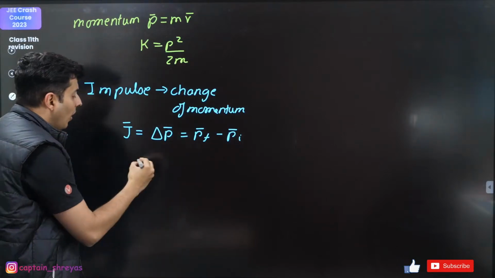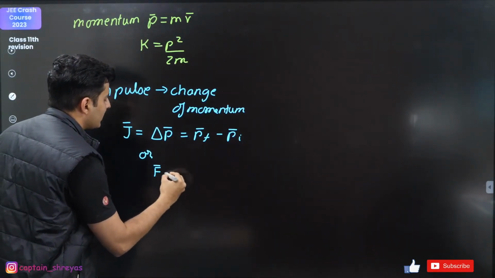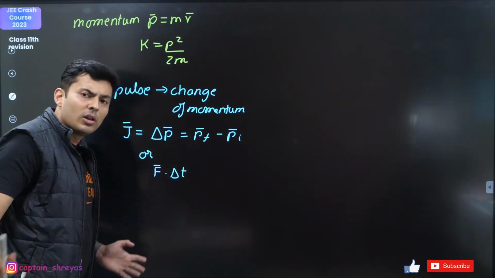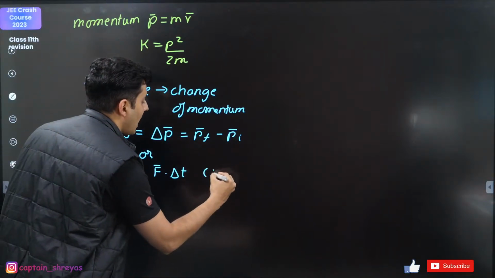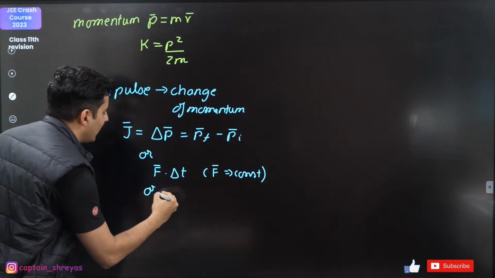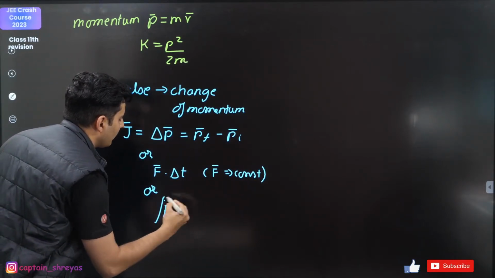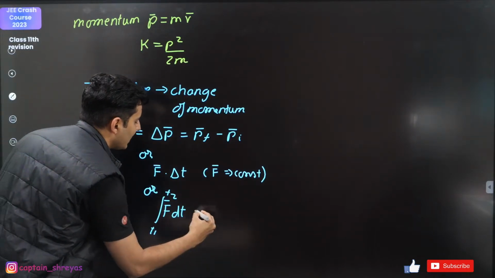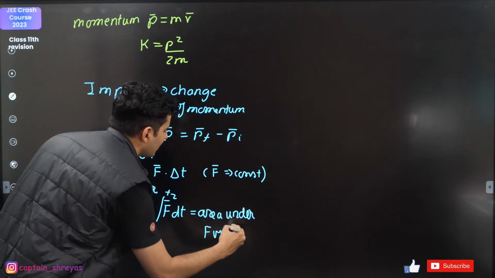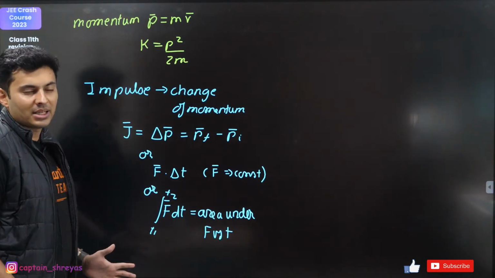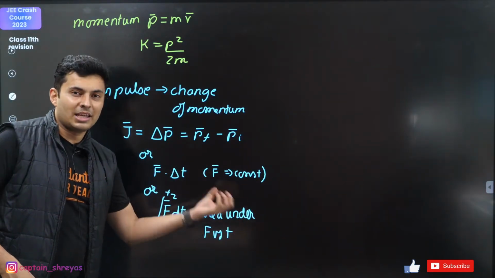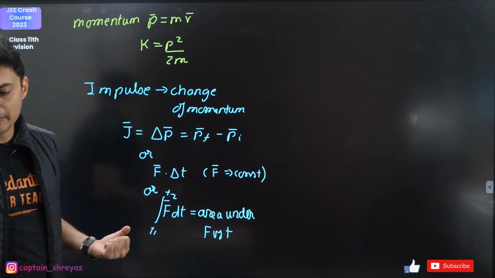That is one way. Or you can write it as force into the time for which it acts. That is also okay, only if F is constant. But if it is not constant, don't worry. Integrate force with respect to time from T1 to T2. Basically, the area under the force versus time graph also gives you impulse. All these are different ways of expressing impulse. Okay, I hope this is clear.